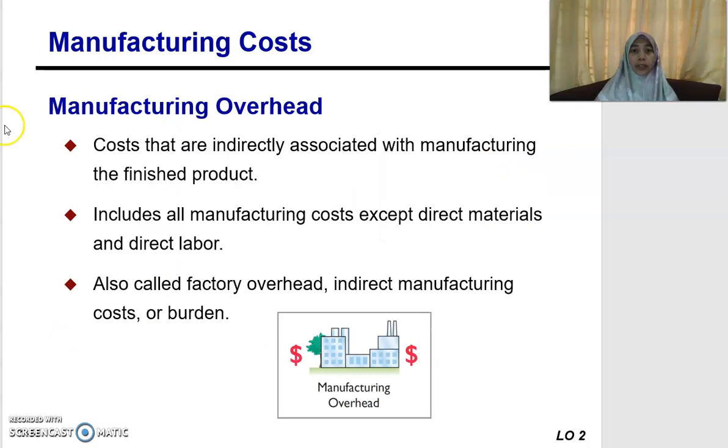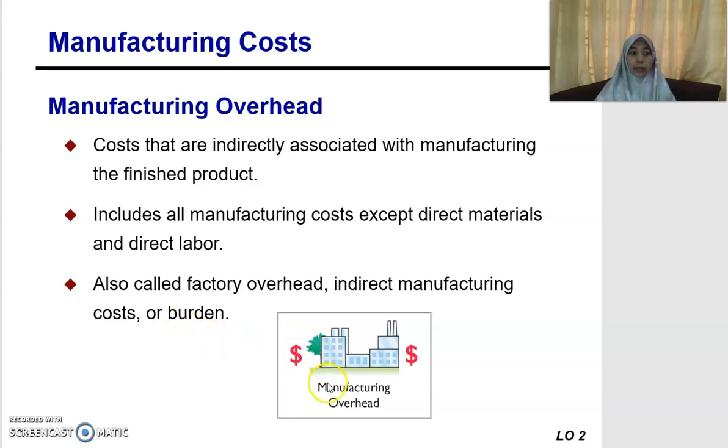The third component that we have is manufacturing overhead. What is manufacturing overhead? These are the costs that are indirectly associated with manufacturing the finished product. That includes all manufacturing costs except direct materials and direct labor. If you cannot classify a cost as direct material or direct labor, then everything will be dumped as manufacturing overhead. It is also called factory overhead, indirect manufacturing cost, or burden.